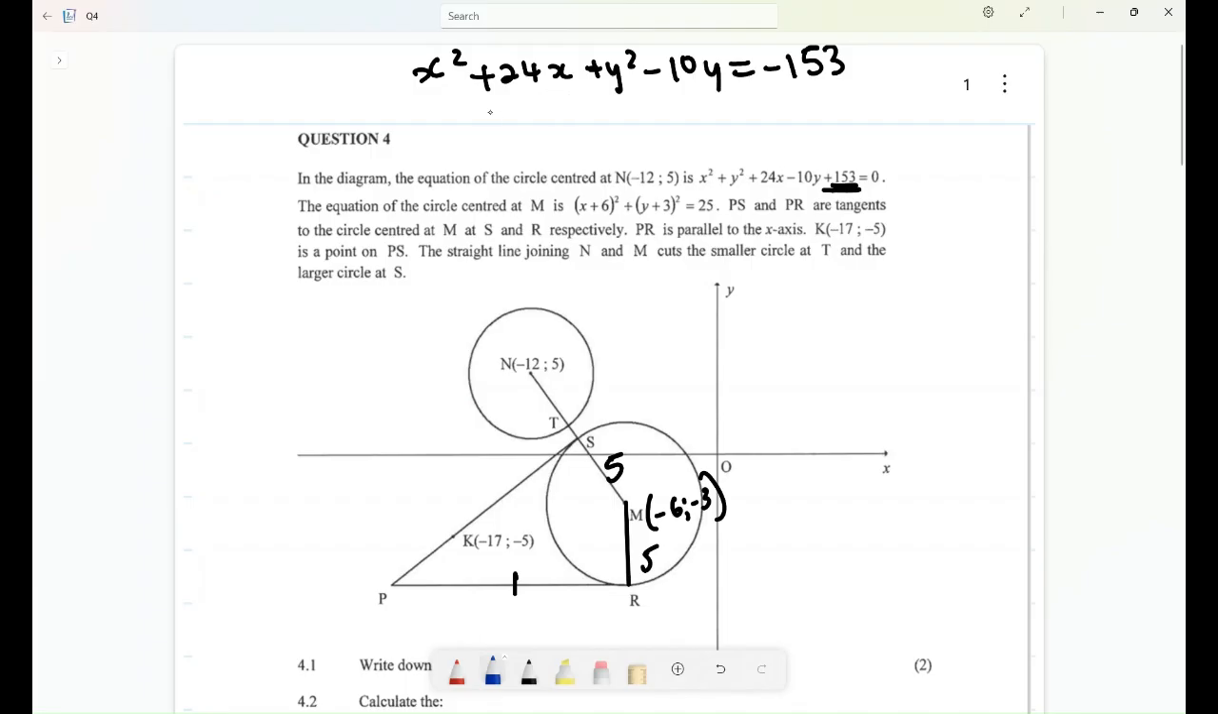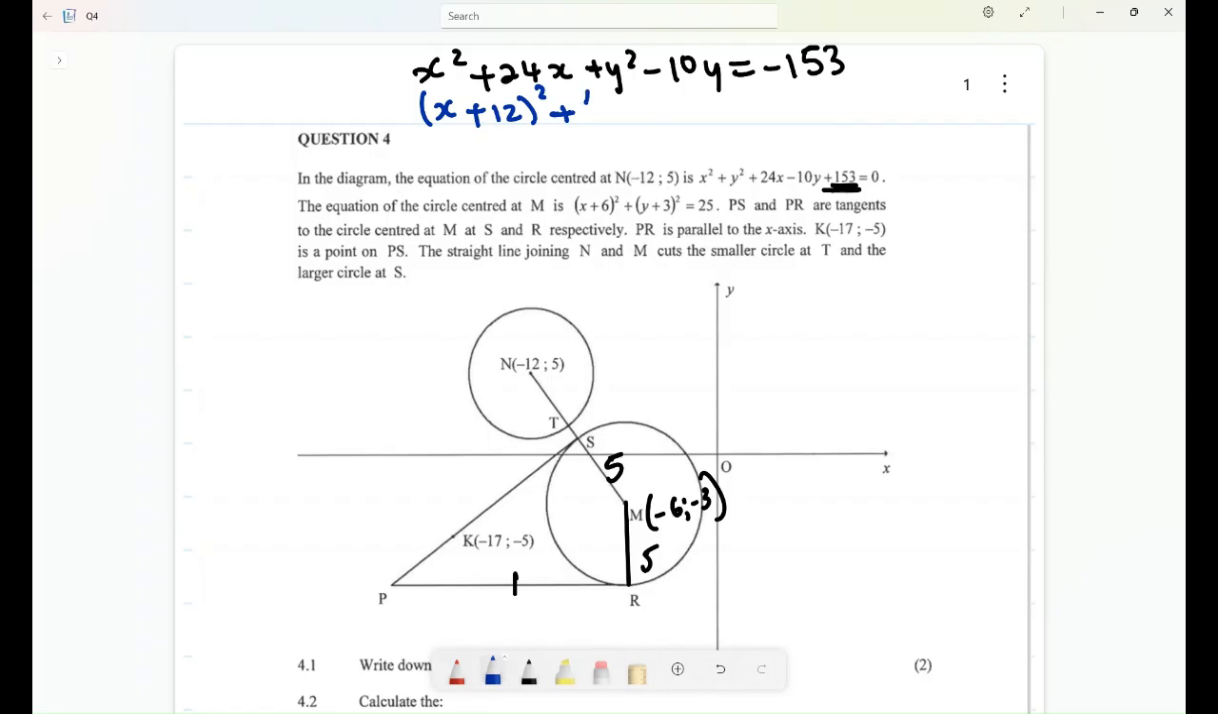How do you get this one? You have to apply completing the square. Just say x, this is plus, then divide this by 2. 24 divided by 2 is just 12. So 12 squared.